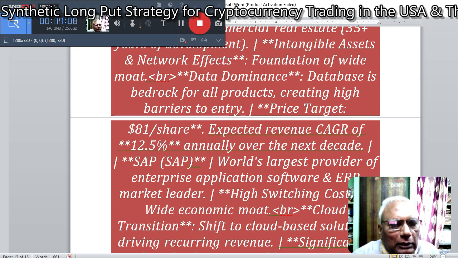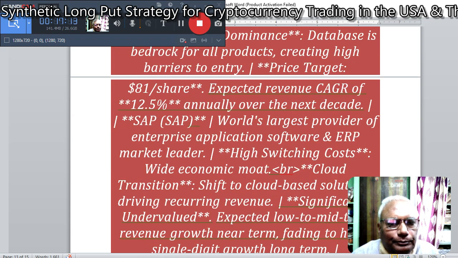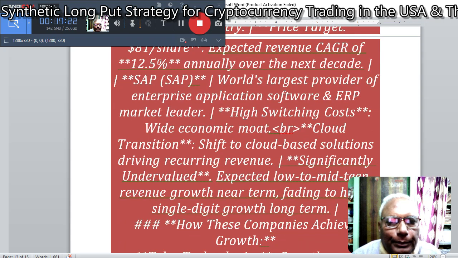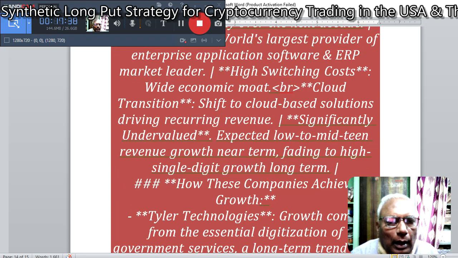Third one is SAP, the world's largest provider of enterprise application software and ERP. Market leader, high switching costs, wide economic moat. Cloud transition, the shift to cloud-based solutions, drives recurring revenue. Significantly undervalued, expected low to mid-teen revenue growth near term, fading to high single-digit growth long term.